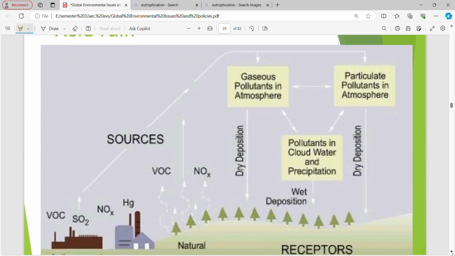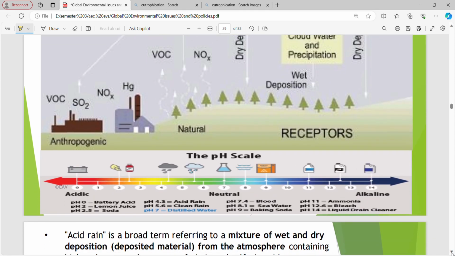Next is acid rain. So as I briefed in the beginning, gaseous pollutants in the atmosphere, particulate pollutants in the atmosphere, and pollutants in the cloud, water and precipitation all get deposited in the form of wet deposition. Have a check on the diagram, don't forget. So this is the pH scale. We know in the beginning it will be more acidic, and when it comes to the end it will be more alkaline.